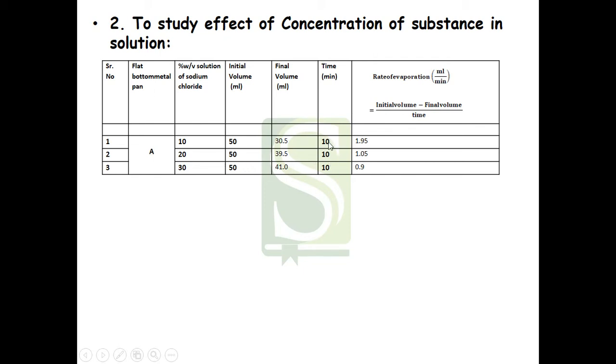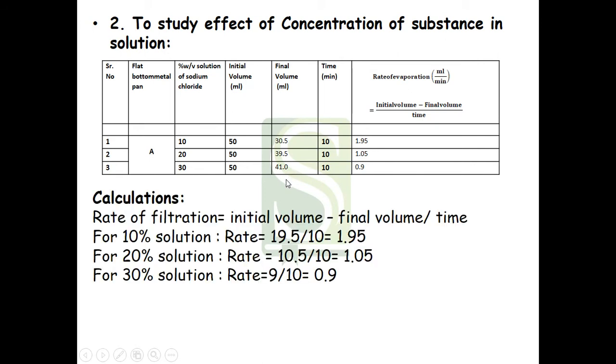At the end of the 10 minutes, we allowed the beakers to cool off and then measured the volume remaining. We found that for the 10% solution, the volume which remained in the beaker was 30.5 ml. For 20% concentration, the volume remaining was 39.5. And for 30% weight by volume concentration, the final volume which remained in the beaker was 41 ml. Now again we calculated the rate of evaporation using the same formula, initial volume minus final volume divided by time.